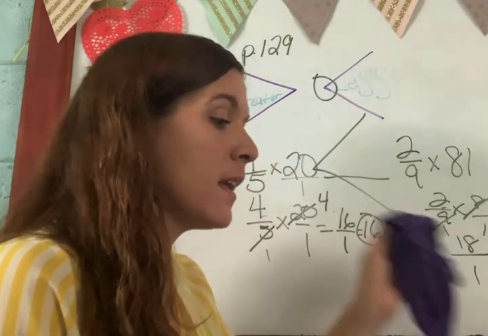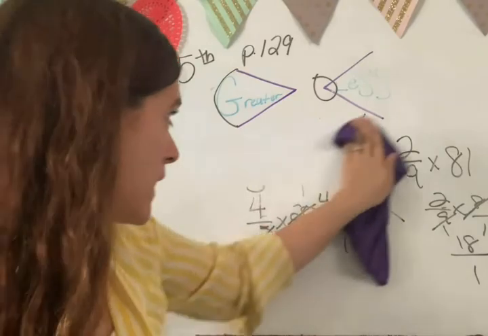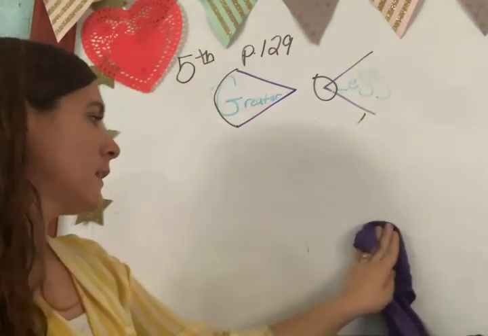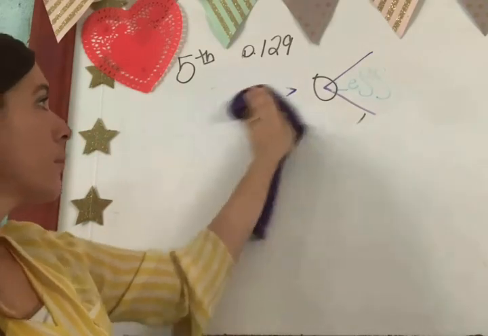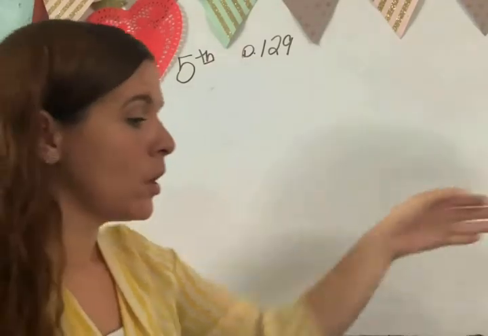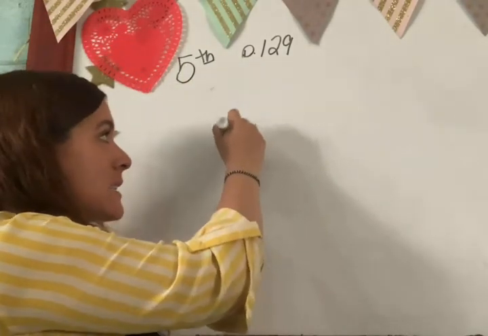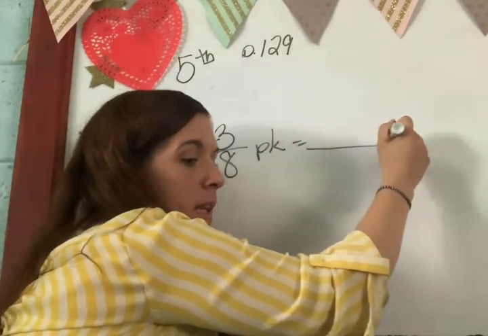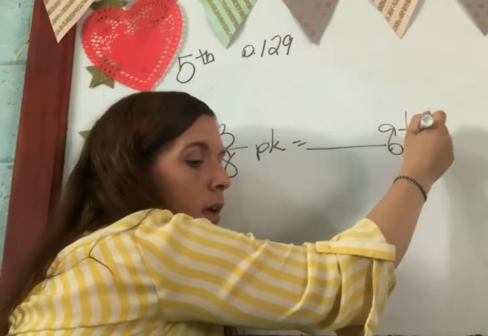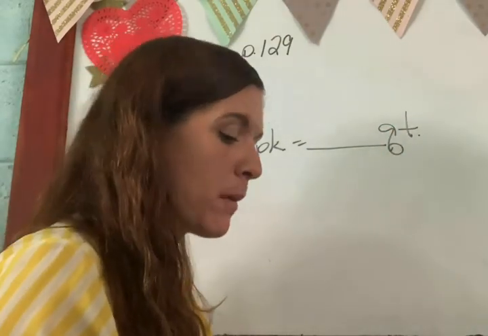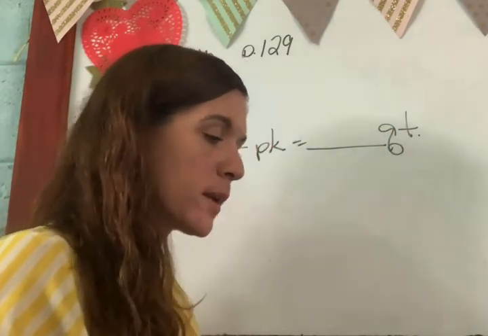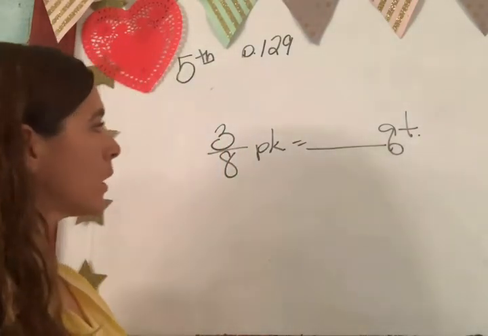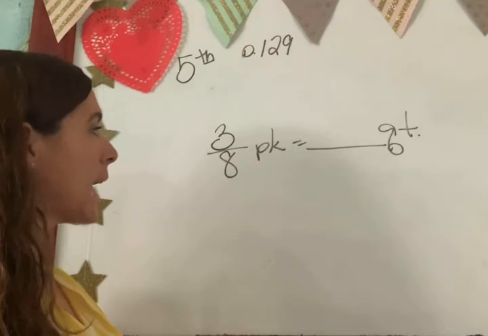Look at number 3. Let us review these. Number 3, letter A. 3/8 peck equals how many quarts? Okay. Remember that there are 8 quarts in a peck. Right? 8 quarts in a peck. Yeah. So here we go.